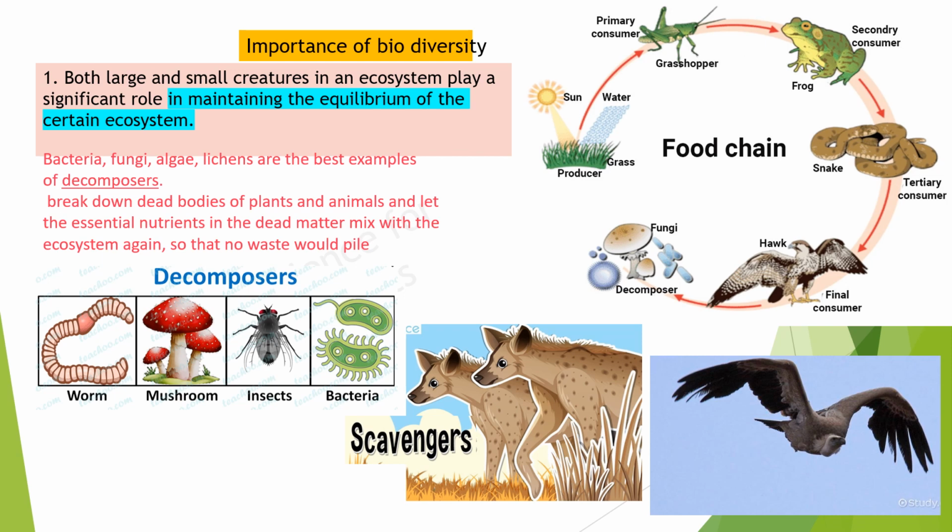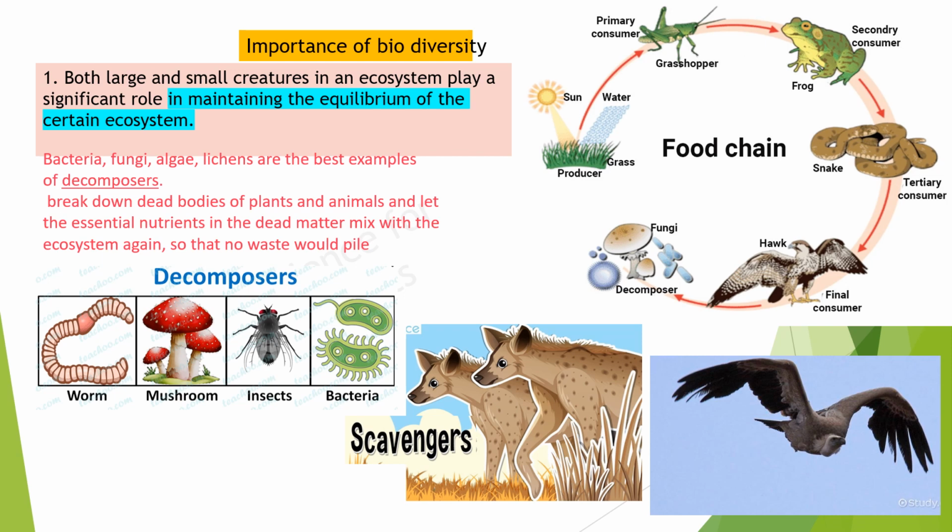Both large and small creatures in an ecosystem play a significant role in maintaining the equilibrium of a certain ecosystem. So this is the most important thing. As an example, if we take decomposers, their role is to break down the dead bodies of plants and animals and let the essential nutrients in the dead matter mix with the ecosystem again, so that no waste would pile.